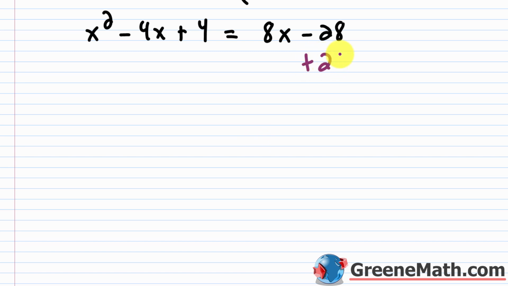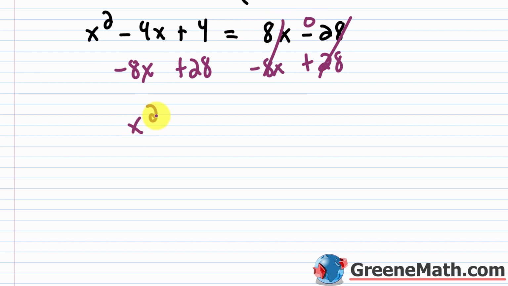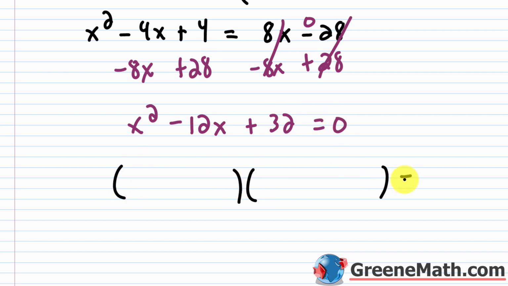I'm just going to add 28 to both sides and then cancel this away. Subtract 8x away from each side. Cancel this away. Let's put this as 0. We'll have x squared, and then negative 4x minus 8x is negative 12x. 4 plus 28 is 32, so plus 32, and this equals 0. Very easy to factor this and solve it that way. So let's do that. We'll put an x here and an x here. Two integers that sum to negative 12 and have a product of positive 32. That's going to be negative 8 and negative 4.